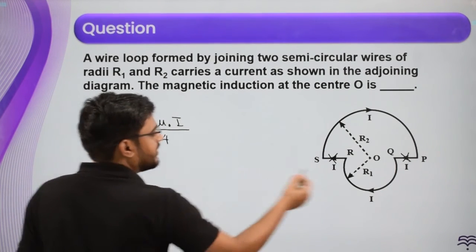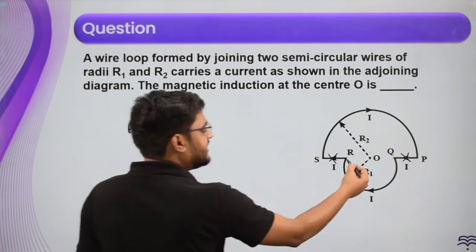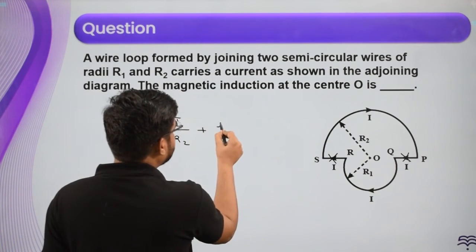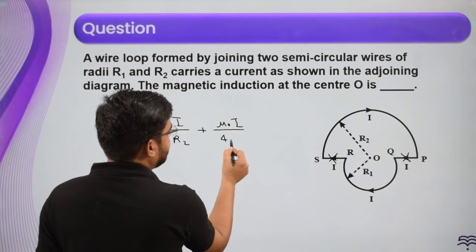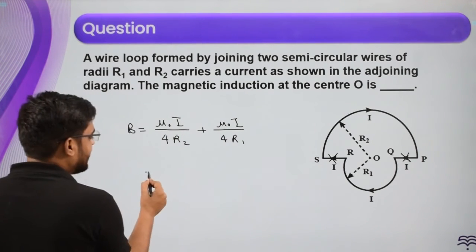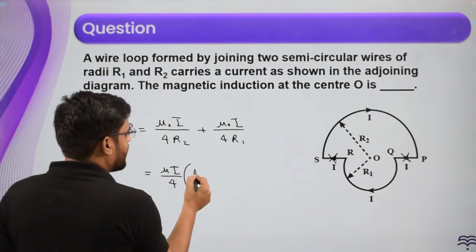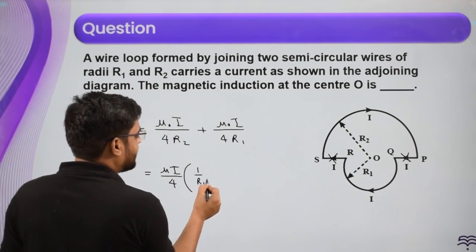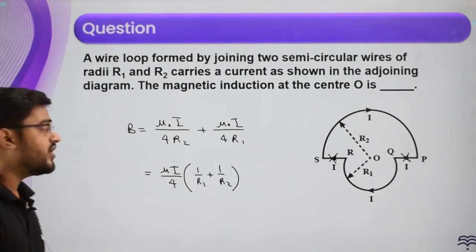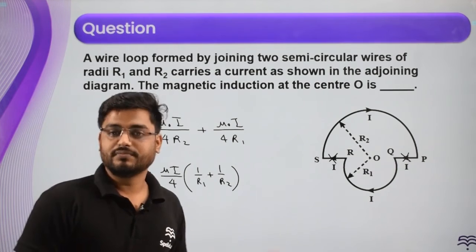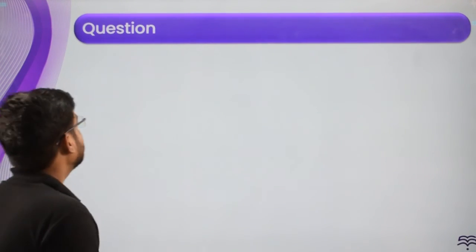This is having a radius r2, plus the magnetic field due to this is again mu naught I by 4r, since this is also a semicircle, and the radius is r1. So you can simply take mu naught I by 4 common, and it is nothing but 1 by r2 plus 1 by r1, or 1 by r1 plus 1 by r2. If you want, you can leave your answer like that, or just form your answer as per whatever the option is. Now moving to the next question.